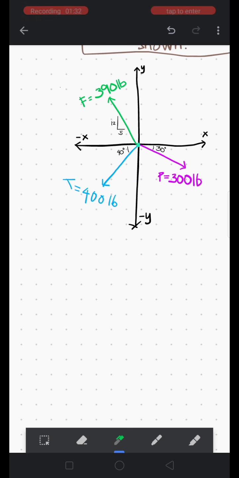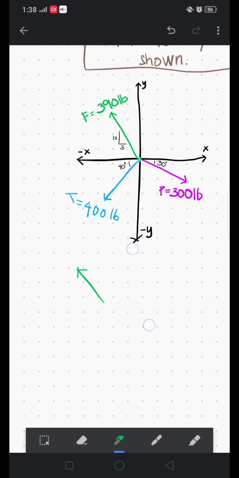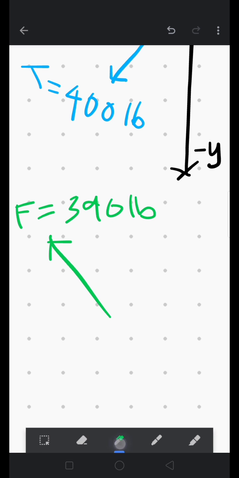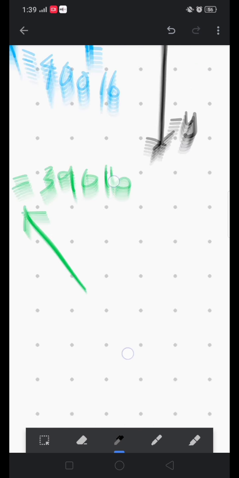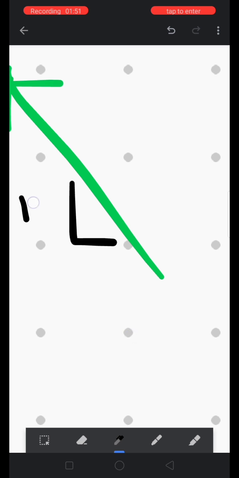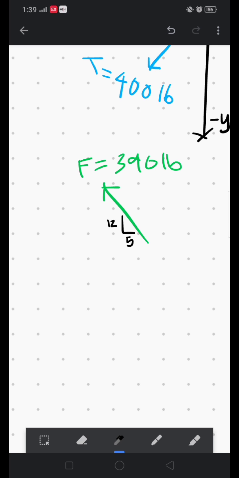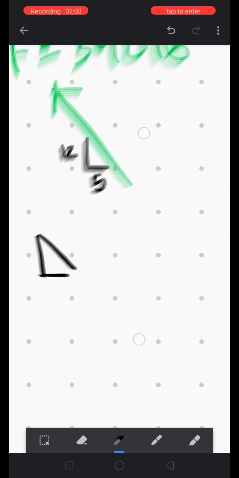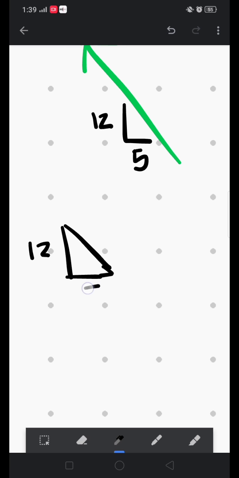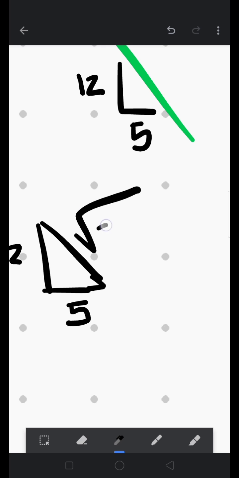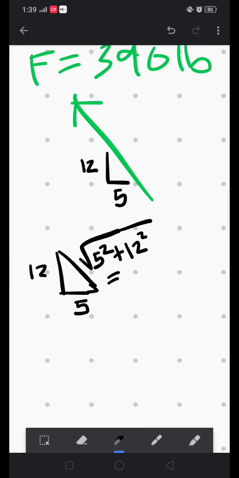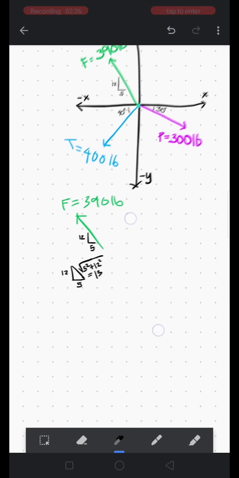So for the components of the force F, 390, we're given a slope rather than an angle. To find the x and y components of it, we just basically use similar triangles. This is 12, this is 5, and if we take the square root of 5 squared plus 12 squared, this will give us 25 plus 144, that's 169, and the square root of 169 is equal to 13.